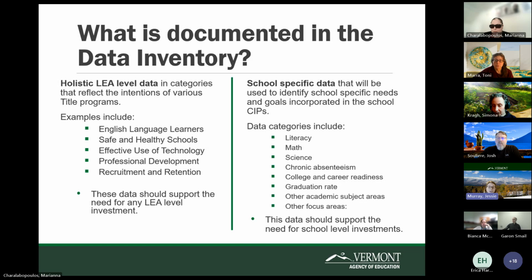And the school-specific section really should support the school's continuous improvement plan. That is going to be reviewed as part of that school continuous improvement plan review process. And then it also should support the school-specific investments that are written into this grant. So if you have investments that you're writing for a particular school, you want to make sure that there is data that supports that particular investment within their school section.